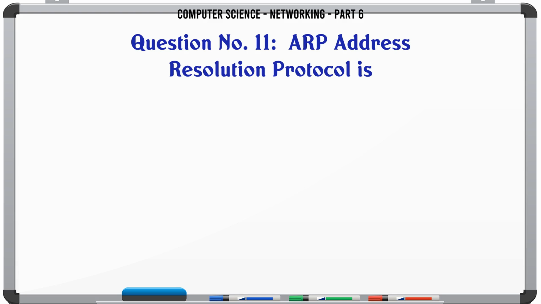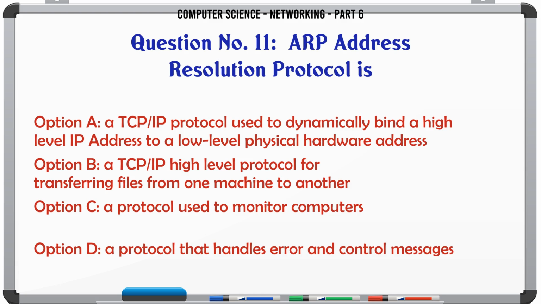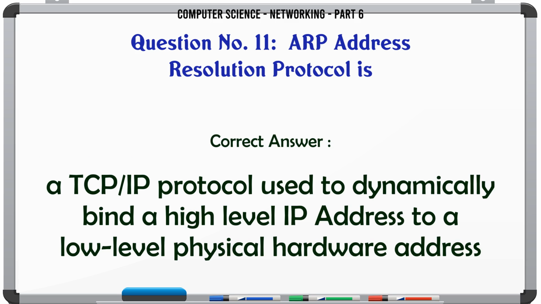ARP, address resolution protocol, is A. TCP/IP protocol used to dynamically bind a high-level IP address to a low-level physical hardware address. B. TCP/IP high-level protocol for transferring files from one machine to another. C. A protocol used to monitor computers. D. A protocol that handles error and control messages. The correct answer is A. TCP/IP protocol used to dynamically bind a high-level IP address to a low-level physical hardware address.